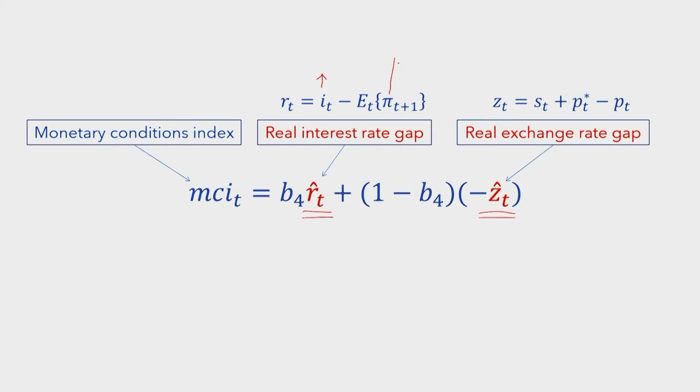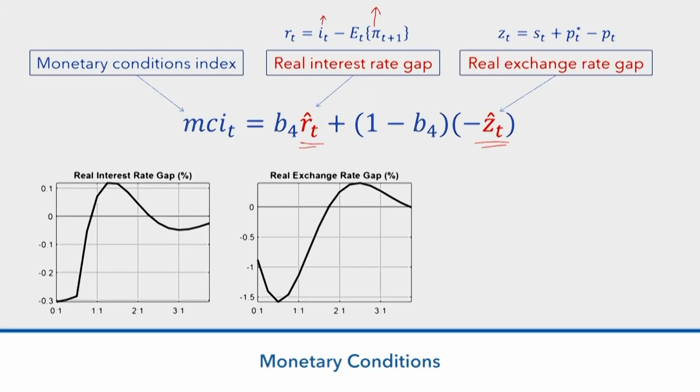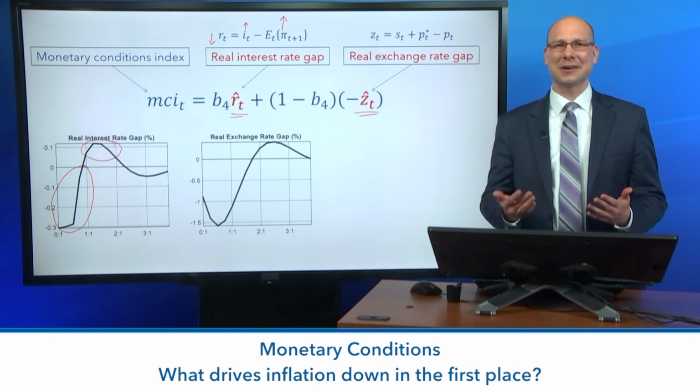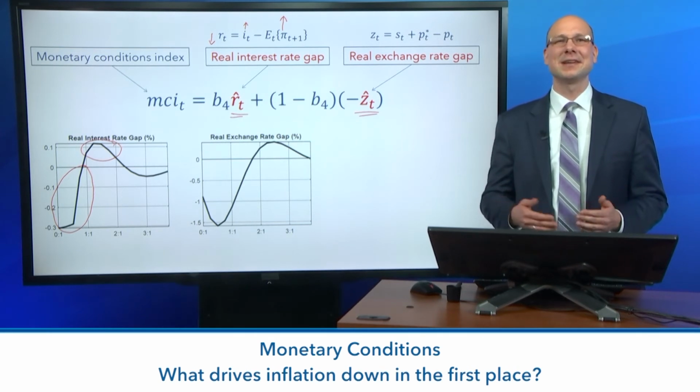Meanwhile, the largest increase in actual and expected inflation happens immediately after the shock. The combined effect of these 2 forces is that the real interest rate is actually expansionary in the first few quarters, and it only turns contractionary after the central bank has completed the tightening cycle and inflation has fallen considerably. But then, what drives inflation down in the first place?